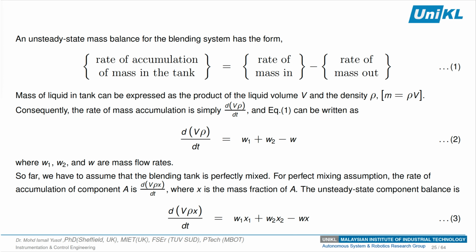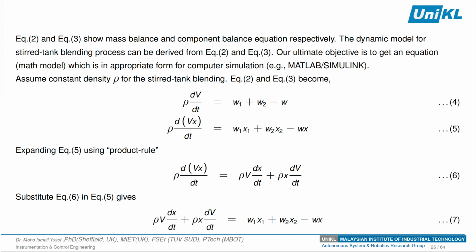So far, we have to assume that the blending tank is perfectly mixed. For perfect mixing assumption, the rate of accumulation of blending component A is d(Vρx)/dt, where x is the mass fraction of liquid mixture A. The unsteady state component balance is given as d(Vρx)/dt equal to W1x1 plus W2x2 minus Wx. Now we have equation 2 and equation 3 which show mass balance and component balance equation respectively.